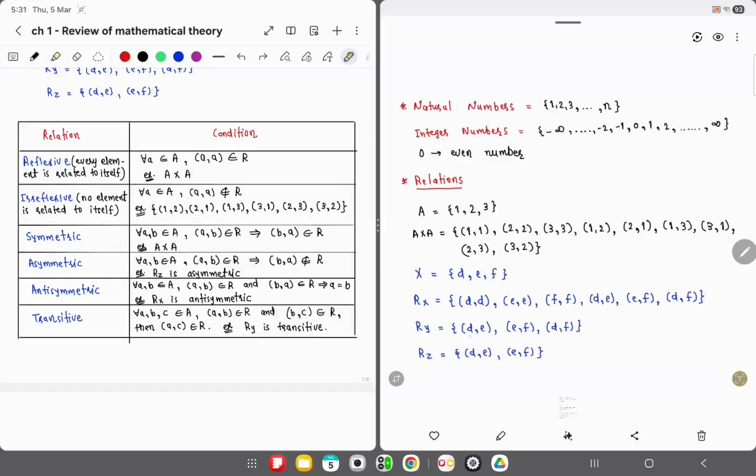Why? We can see that (D,E) belongs to Ry and (E,F), that means the second element should be the same, (E,F) should be in Ry, which is there. So if (D,E) belongs to Ry and (E,F) belongs to Ry, then the first element of the first pair, that is D, and the second element of the second pair, F, should be in Ry. That means (D,F) should be in the relation Ry, which is there. So we can see that the Ry relation is the transitive relation.